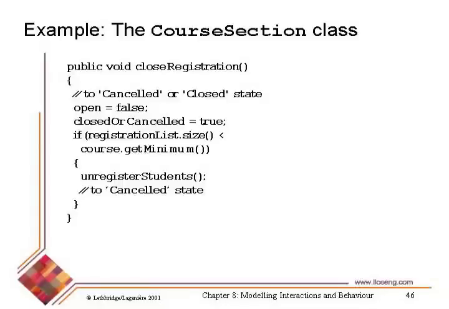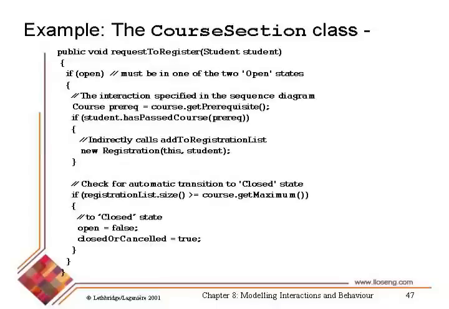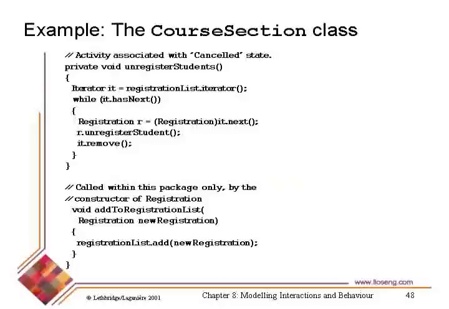The request to register is going to add 1 to the number of students, and eventually might take me to closed state. Okay? It says here near the bottom, if registration list size is greater than or equal to course get maximum, then we're going to transition to closed state. So I have to check every time I do this request to register whether I should transition to the closed state. And there's some more code there. I'm not going to walk through it in detail.